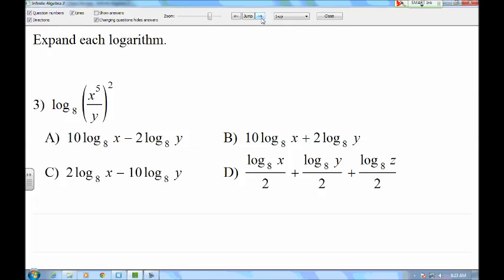Okay. Next one, it says expand. I'll help you with the first one, and then I expect you to actually do the fourth one by yourself. Okay, write it down on your board, please. Alright, mine's already written. I'll just use that. Log base 8 of x to the 5th over y raised to the 2nd power. Expand. This is going reverse. Here it's a single log. We need to expand it.